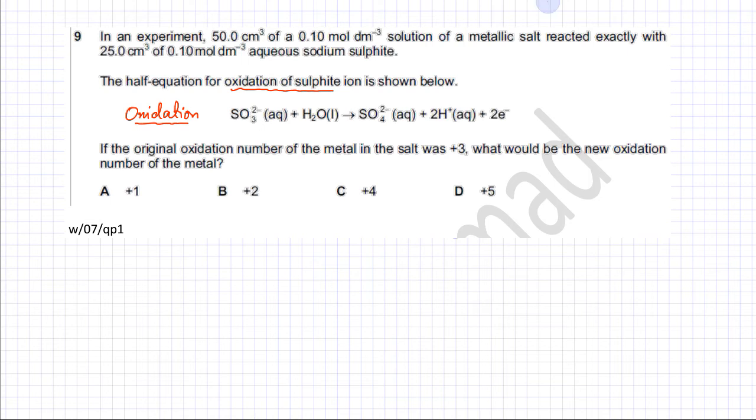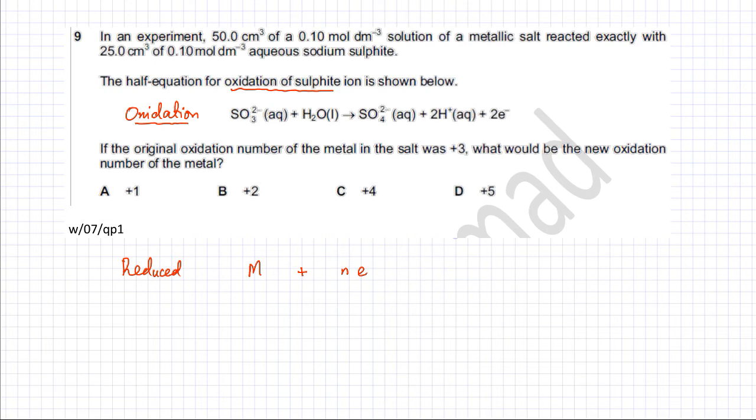Now if you look at this reaction, there's a metallic salt that's reacting. That means that if sulfide is getting oxidized, then that metallic salt must be getting reduced. I don't know what the exact equation is, but I do know that the metallic salt, let's call it M, is going to be gaining electrons, because that's the only other reactant in the equation. I don't know how many electrons, so let's call that N electrons.